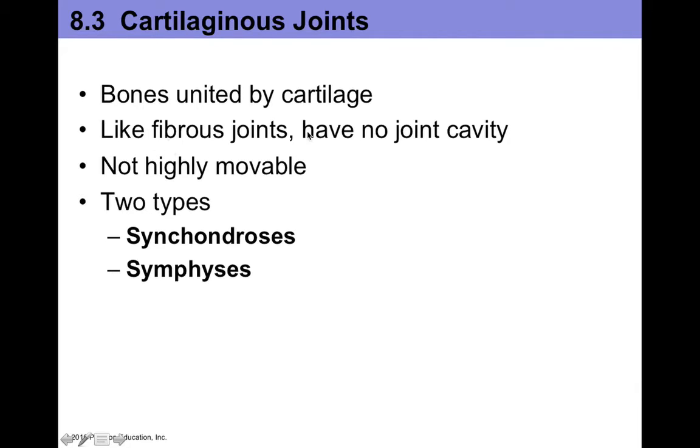So like the fibrous joints though, they don't have a joint cavity. So basically you just find cartilage between the two bones. There's no cavity there. And again, these are also not highly movable. Some of these are going to be amphiarthrotic and synarthrotic, but not diarthrotic. So the two types of cartilaginous joints are the synchondroses and the symphyses. A synchondrosis is a joint that's united by hyaline cartilage, and a symphysis is a joint united by fibrocartilage, but we don't have joints that are united by elastic cartilage.